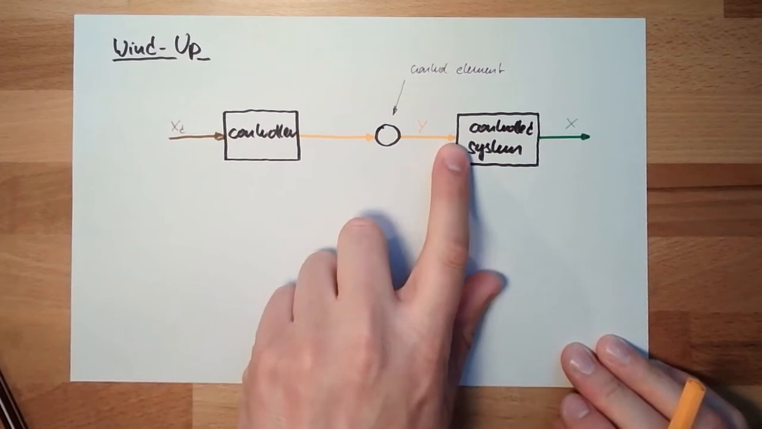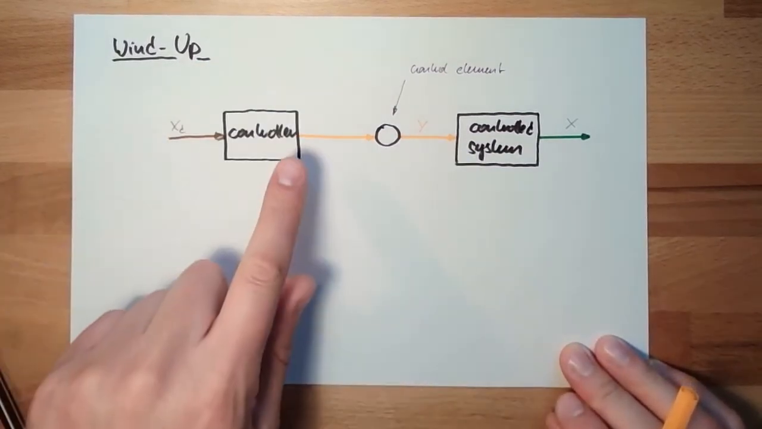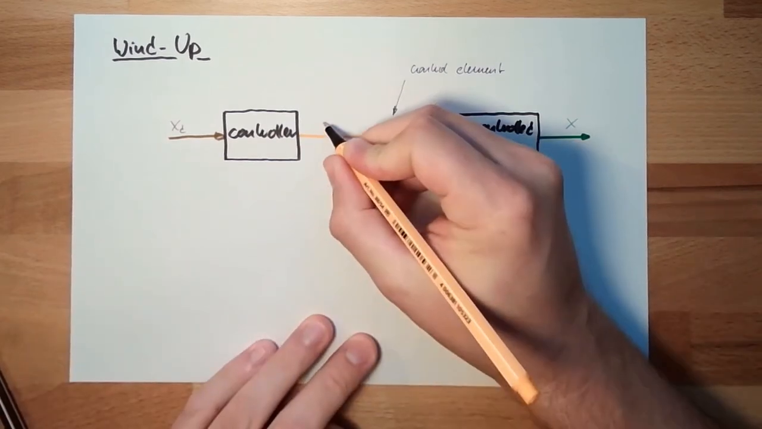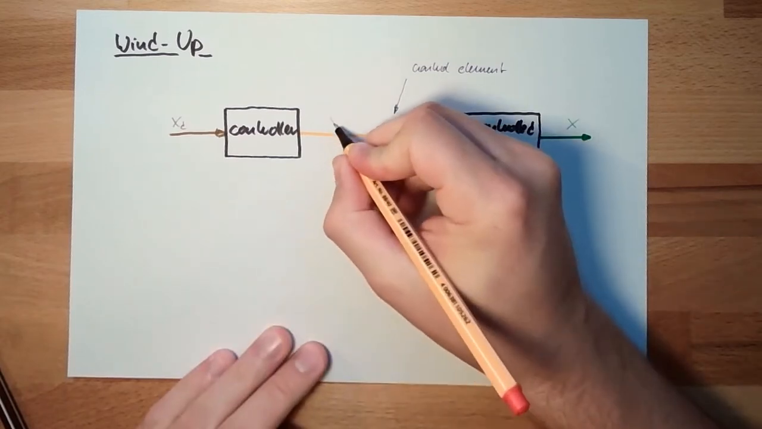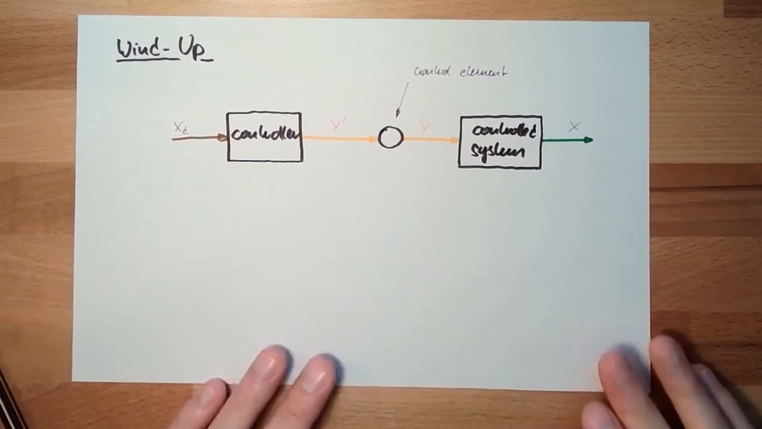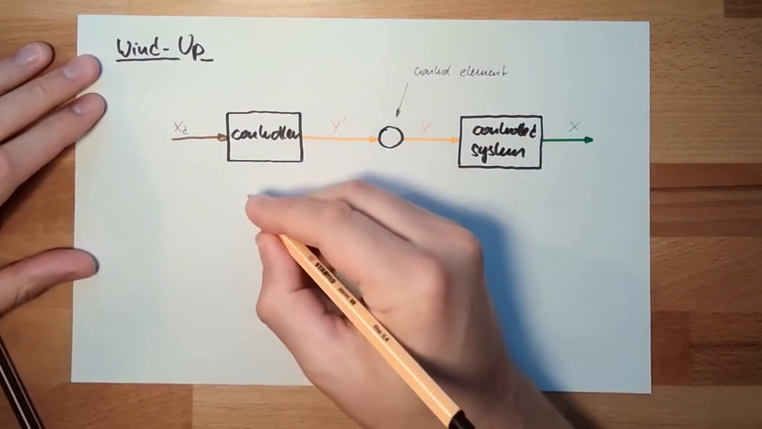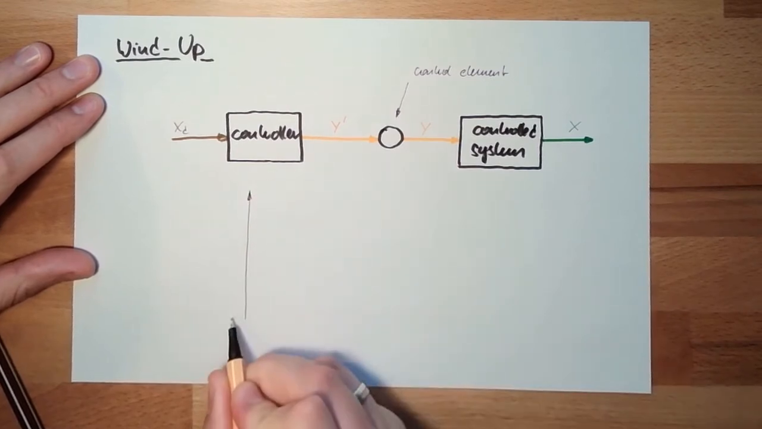But the correcting variable is not totally equal to the controller output. Here we must be careful. I call this Y dash. It might be slightly different, and I show you now one possible difference.